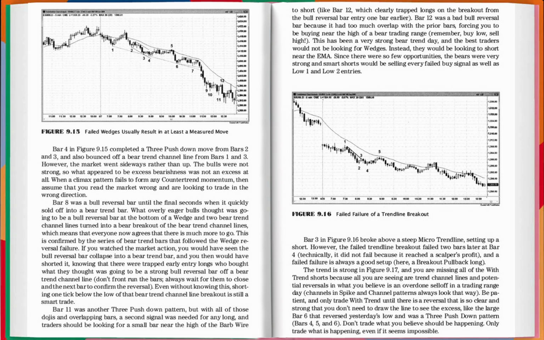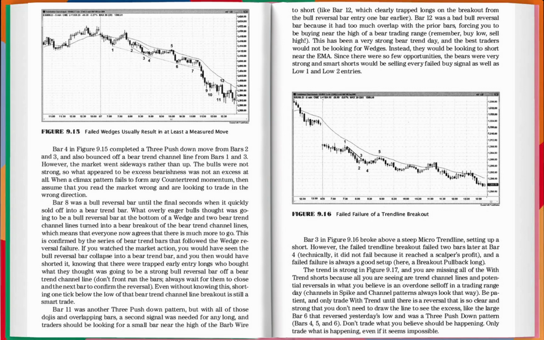The trend is strong in figure 9.17, and you are missing all of the with-trend shorts because all you are seeing are trend channel lines and potential reversals in what you believe is an overdone sell-off in a trading range day. Channels in spike and channel patterns always look that way. Be patient and only trade with trend until there is a reversal that is so clear and strong that you don't need to draw the line to see the excess, like the large bar 6 that reversed yesterday's low and was a 3 push-down pattern, bars 4, 5, and 6.